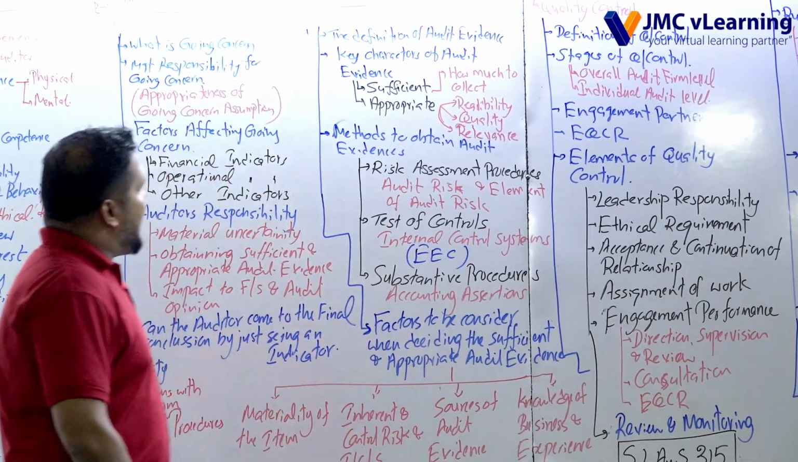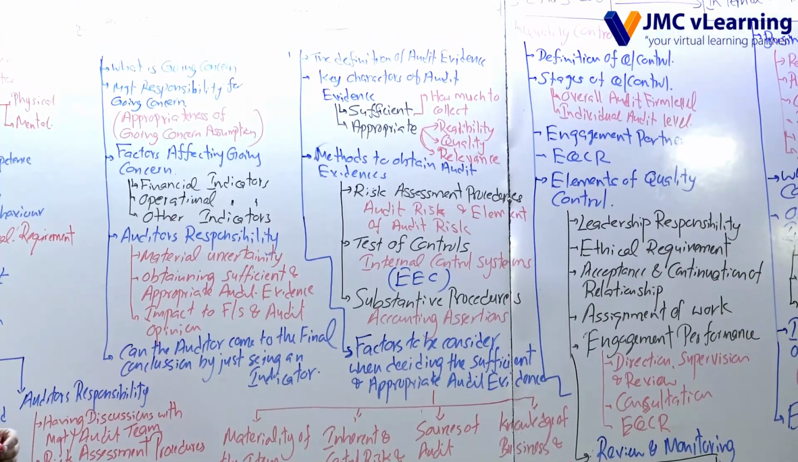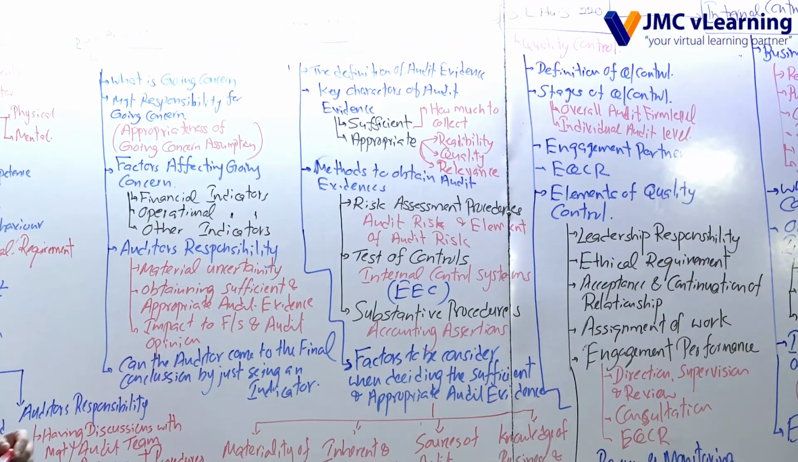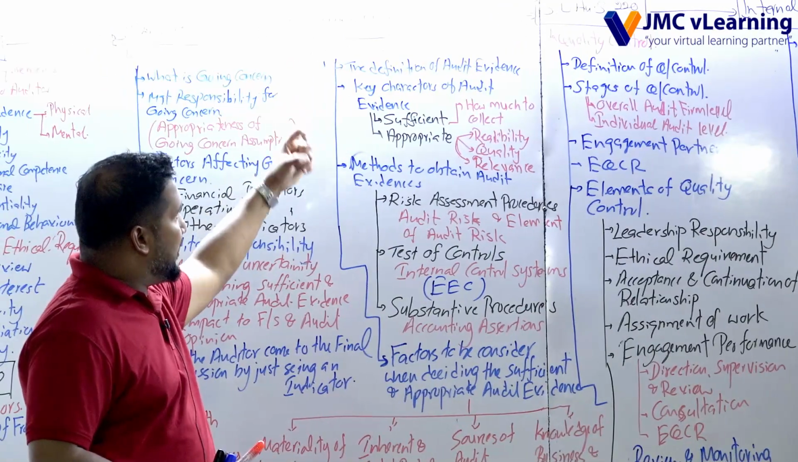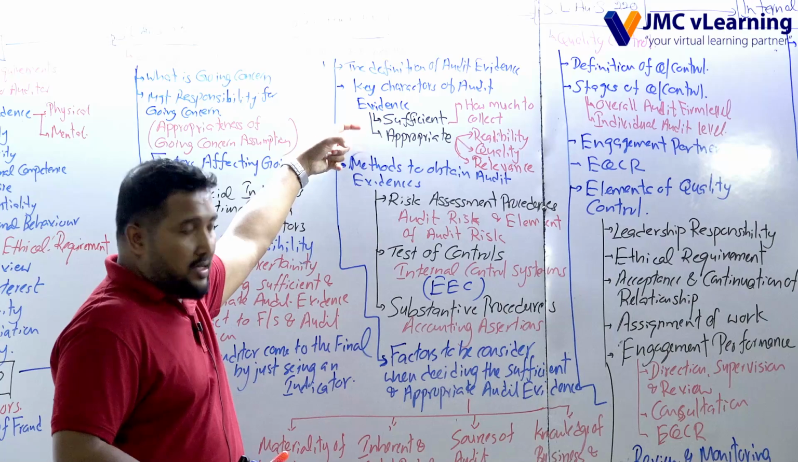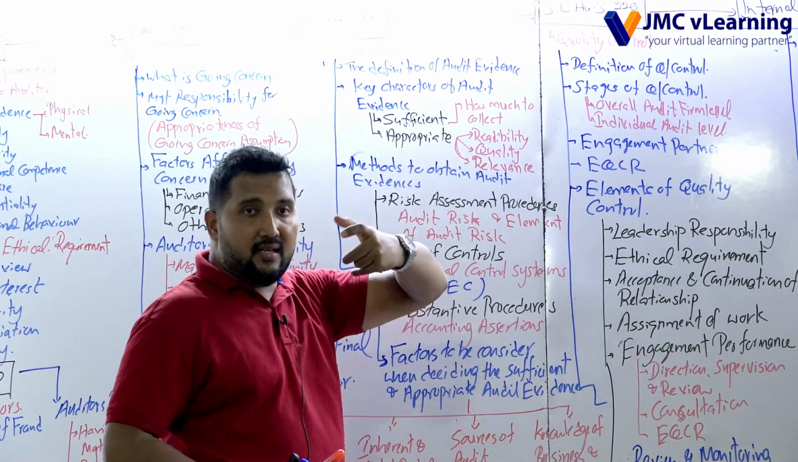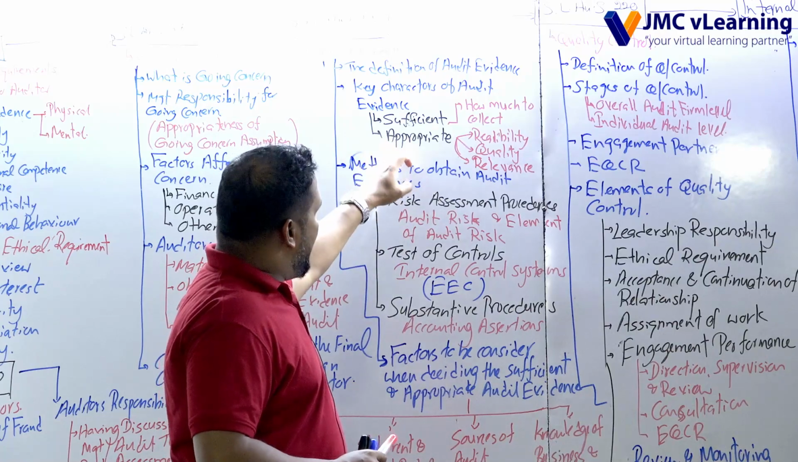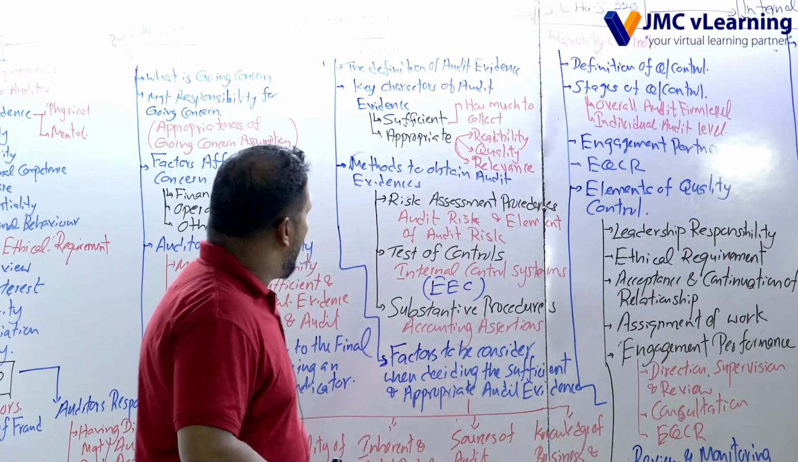So we categorize 5 to 6 important topics when we are discussing the standard called audit evidence. So basically the definition of audit evidence, then the key characteristics of audit evidence. As you know, there are 2: sufficient and appropriate. So what do you mean by sufficient? How much audit evidence are you going to collect? And appropriate applies to the reliability, quality and relevance of the audit evidence that you are going to obtain.